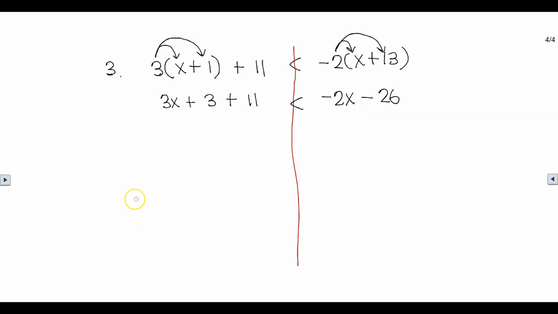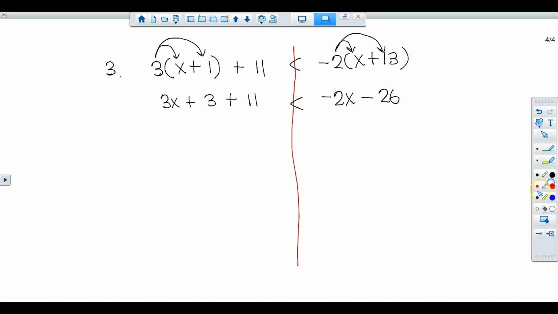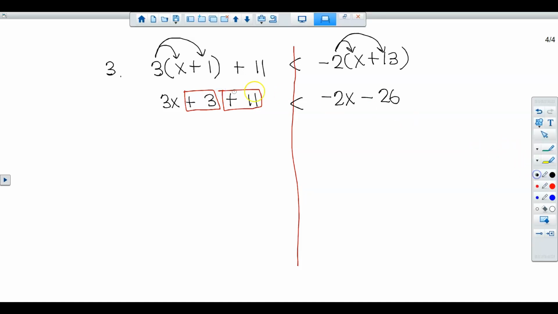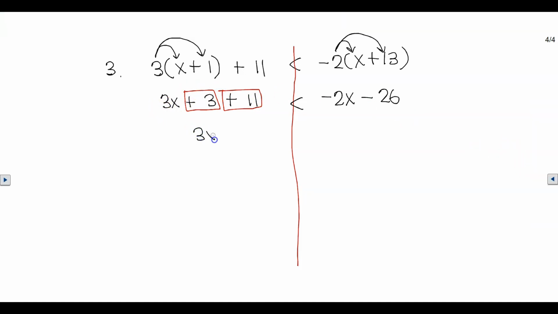So step 1 is done. Do I need to combine like terms on the same side? When I look at this, I see that on the first side, I can combine the positive 3 and the positive 11. Those are like terms. So this is going to become 3x plus 14 is less than negative 2x minus 26. Do I need to cancel the smallest variable? The answer is yes, which is this negative 2x. So I will add 2x to cancel that out. And I'll do that on both sides.